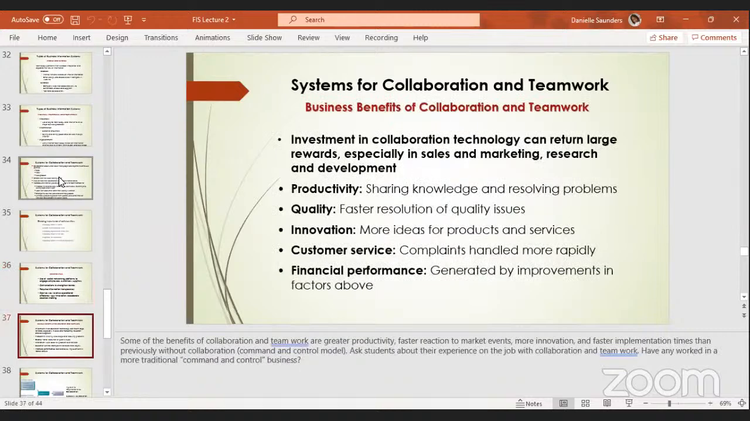Some of the benefits of collaboration and teamwork include productivity, quality, innovation, customer service, and financial performance. Next slide.